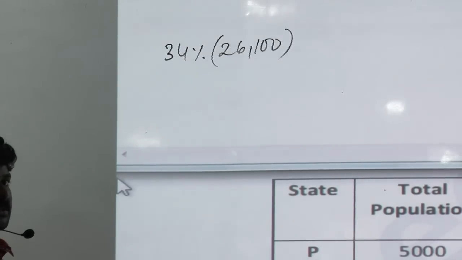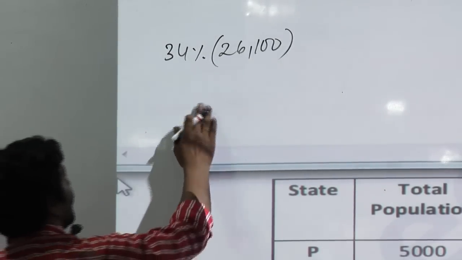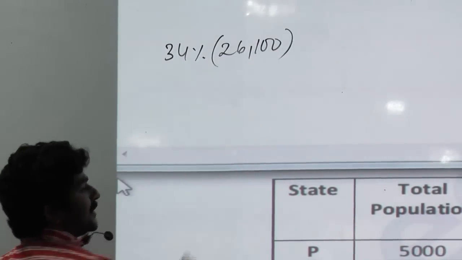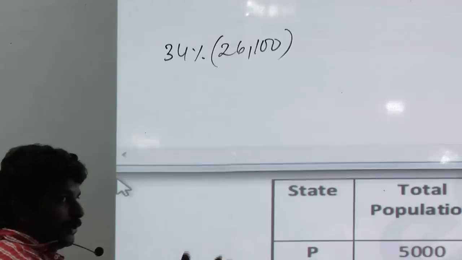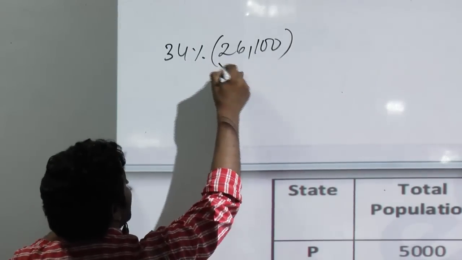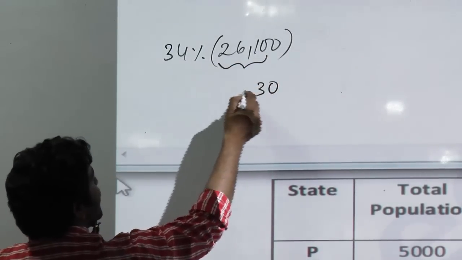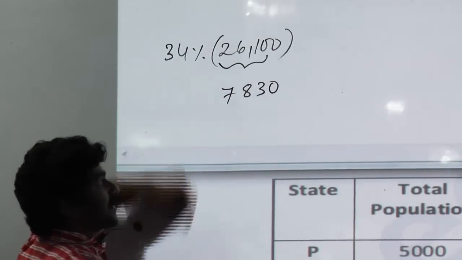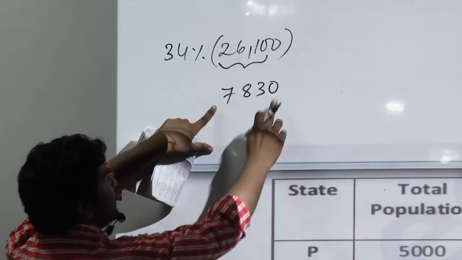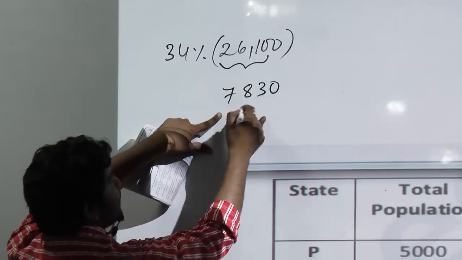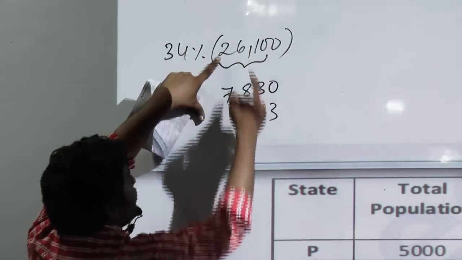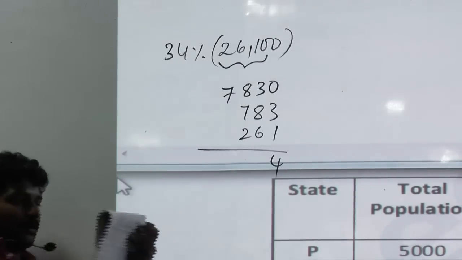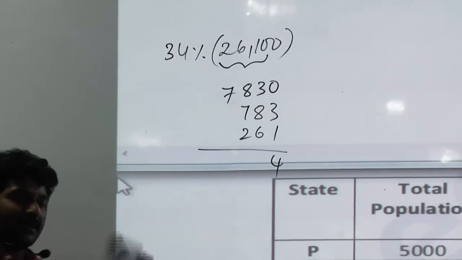40% minus 6%, or 30% plus 4% is also fine. 10% is 2610. 30% is this number into 3, 7830. 30% plus 4%. Wait. If this is 30%, what about 3%? 783. What about 1%? 261. Your answer should end with 4. 8874.